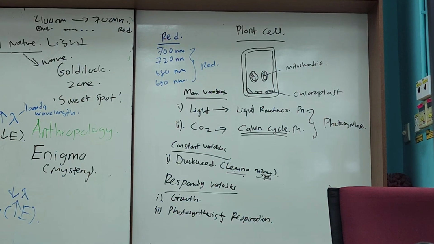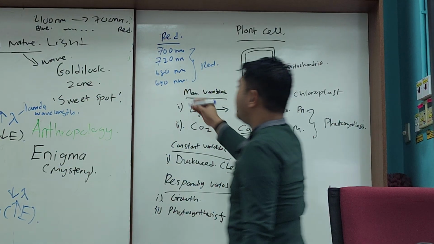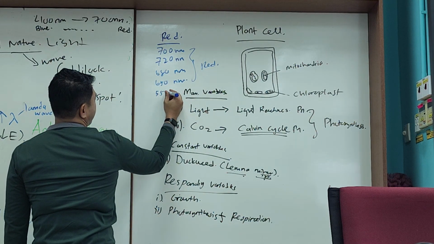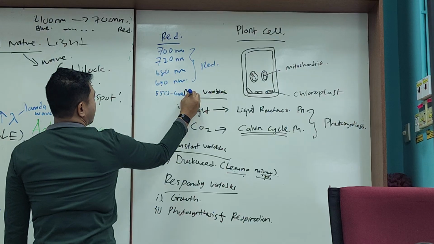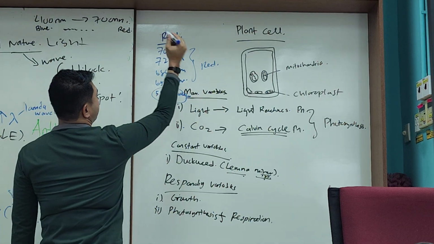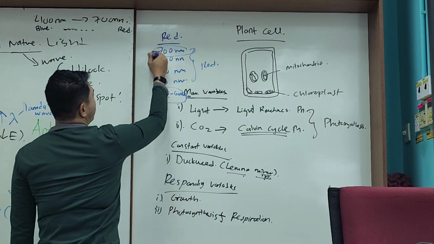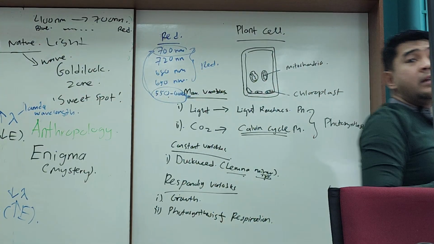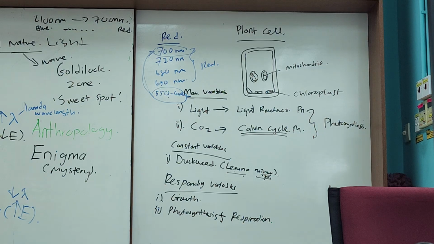Can you see the yellow one? The yellow one is actually around 550 something. So it's got this region, and the red that you see is actually this. It's a combination of these two. So that's why it looks rather yellowish. It's a combination of energy.